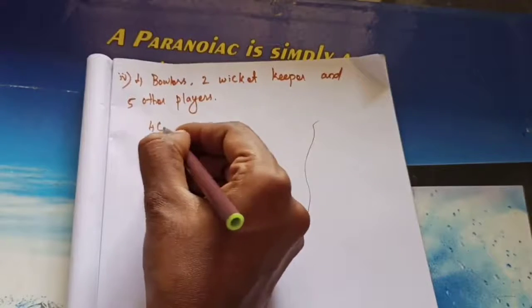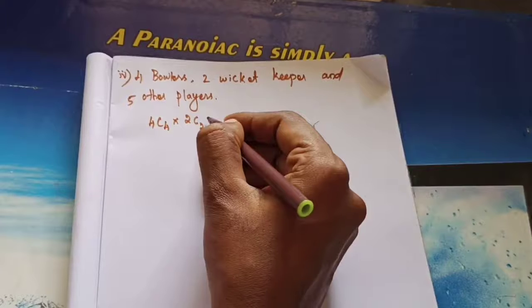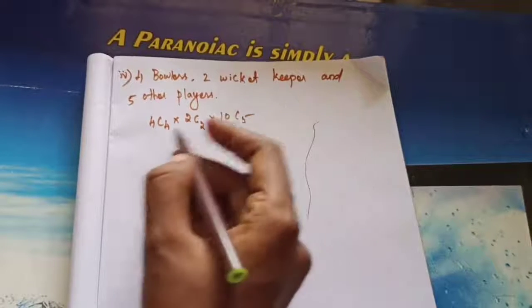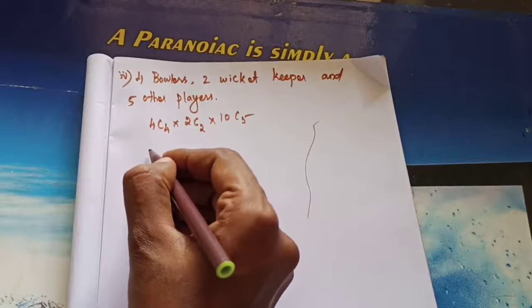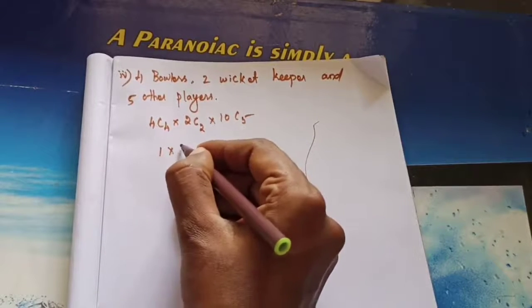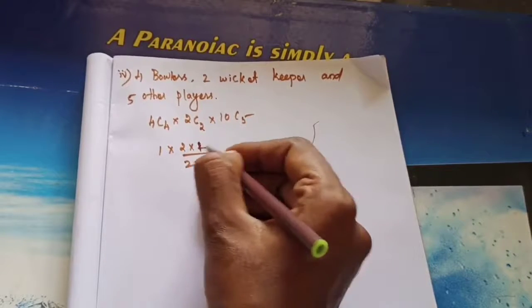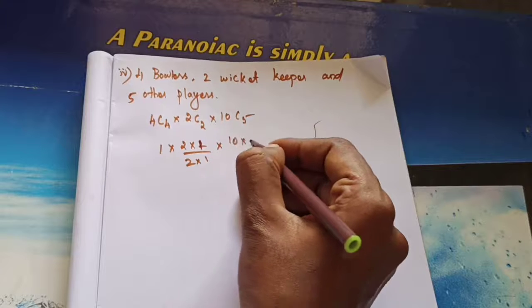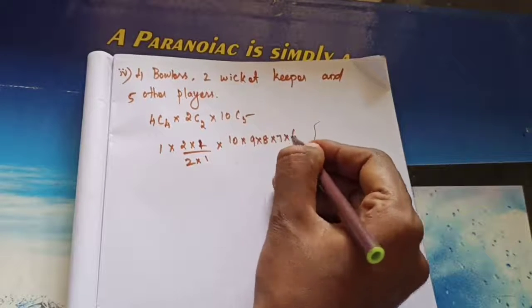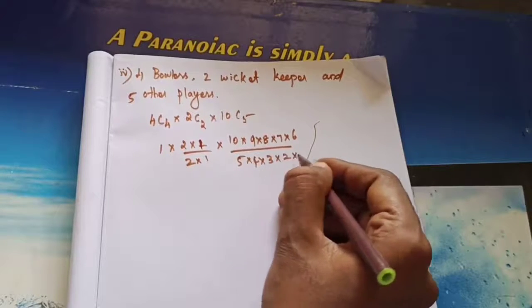How will you write this? 4C4 into 2C2, and also you have to choose 5 from the other 10, so 10C5. How will you write this one? 4C4 means the value is 1, I already said. That is 1 into 2C2, which is 2 into 1 divided by 2 into 1, that also is 1. Then 10C5 means 10 into 9 into 8 into 7 into 6 divided by 5 into 4 into 3 into 2 into 1.